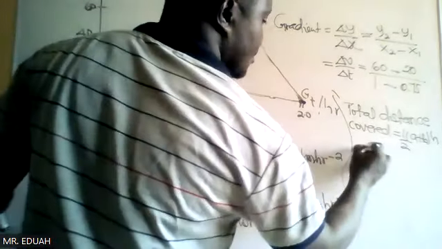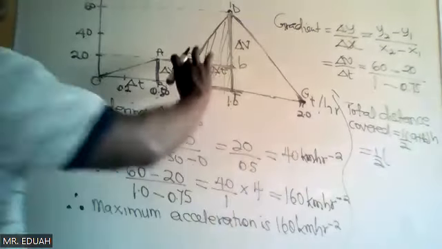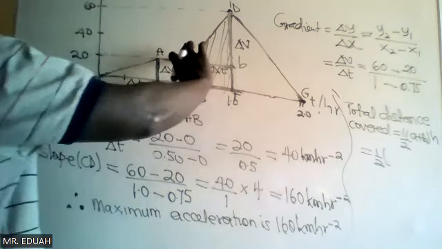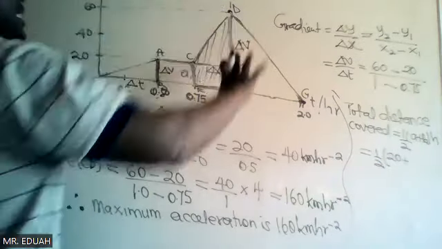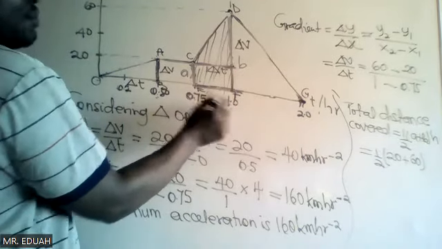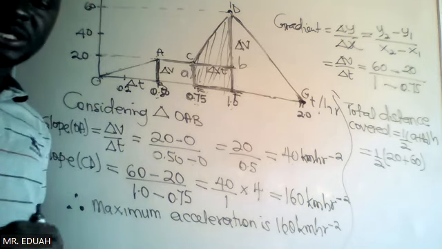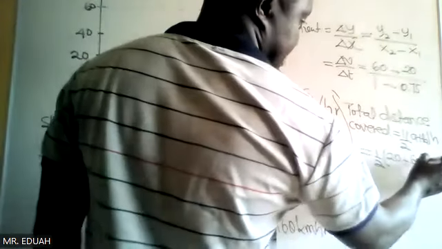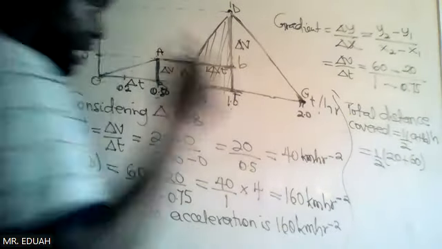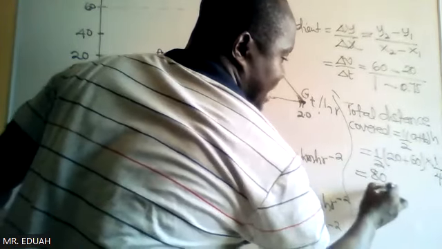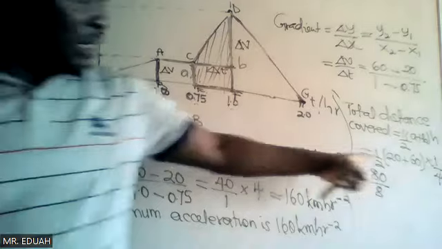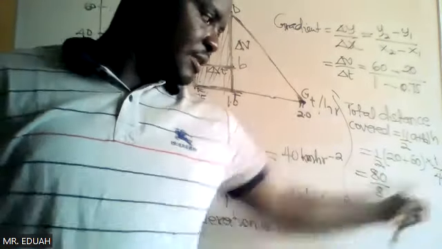Therefore, half A. What's the value of A? 20. Okay, 20. Then B. B is this whole line, 60. H is the difference between the time stated. So 1 minus 0.75, which is 0.25. And 0.25 is the same as 1 over 4. So I have 80 divided by 2 plus 60 divided by 2 times 1 over 4.